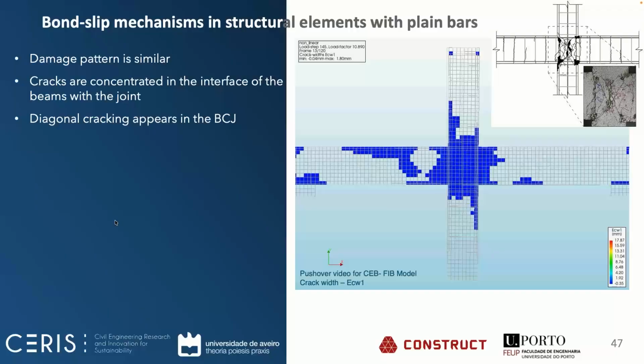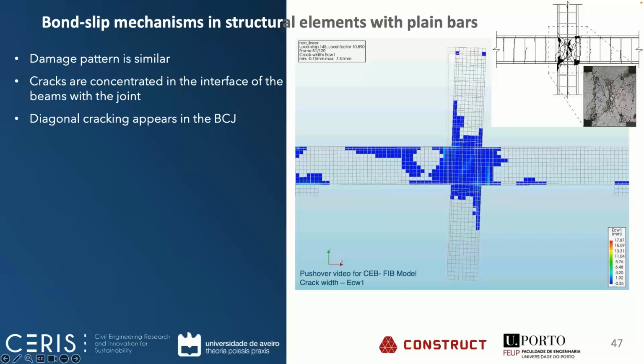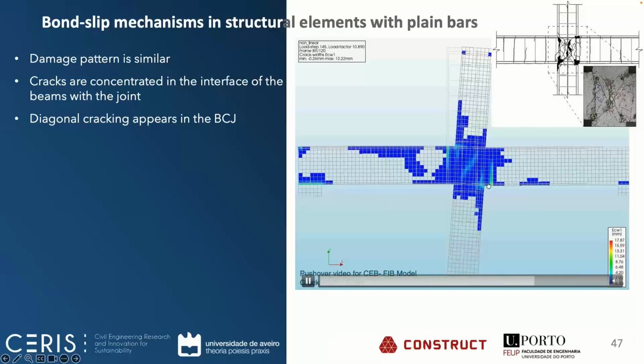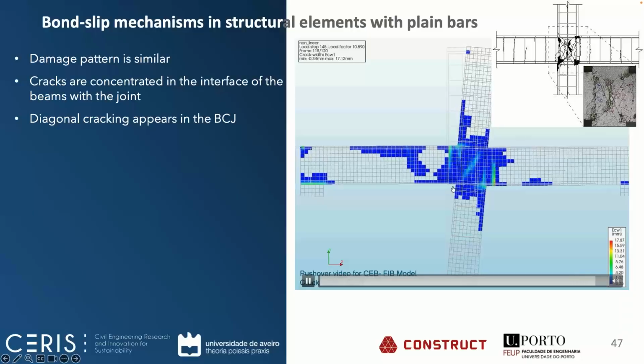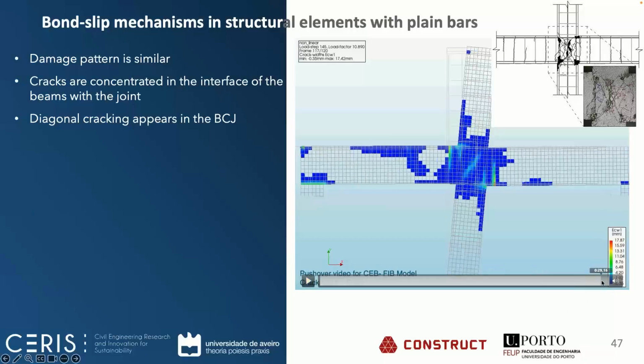Here is an example of the crack width with the CEB or the FIB model, just to see during the pushover. Most important, we can see here the detachment around the beams, which is quite important, and the concentration of the cracks in the corners, quite similar to what we have in our experimental tests. And also here the diagonal cracking, quite similar to what we have in our experimental tests. So I would say that the damage pattern is similar.